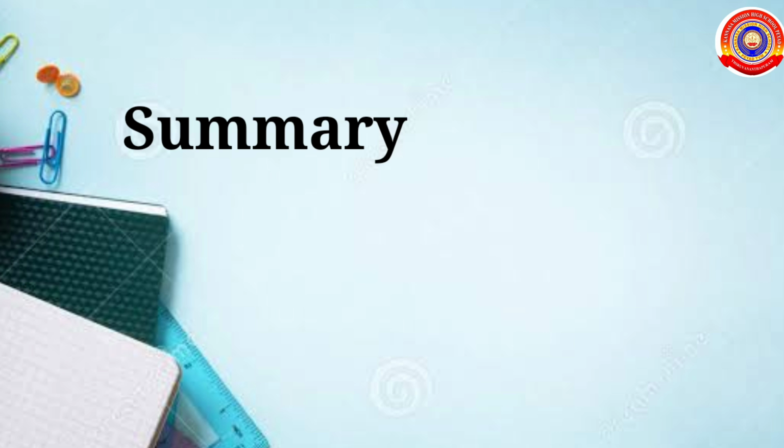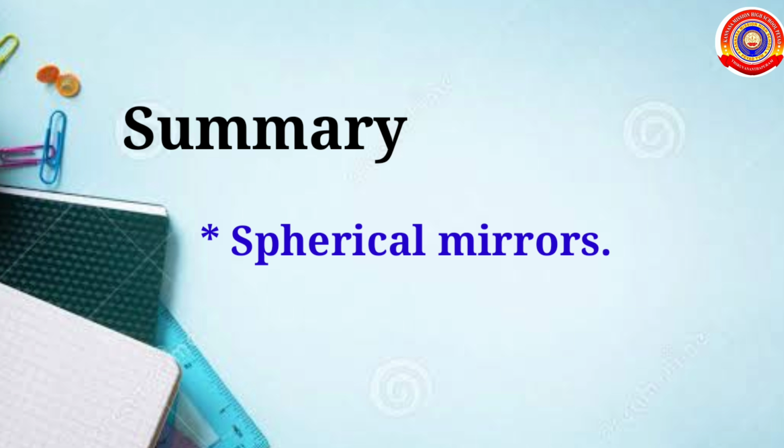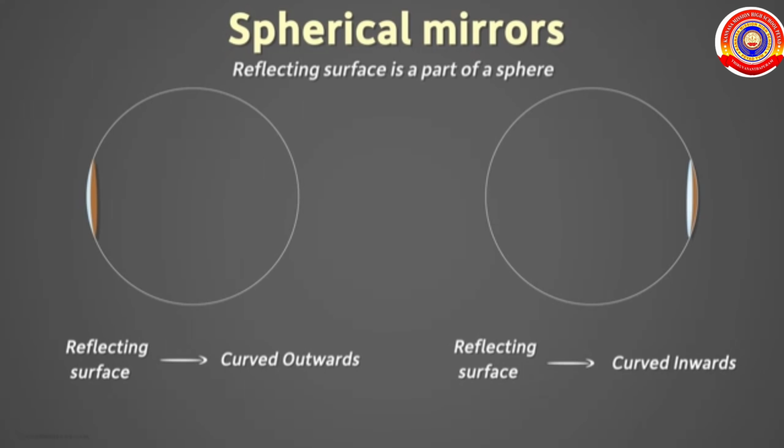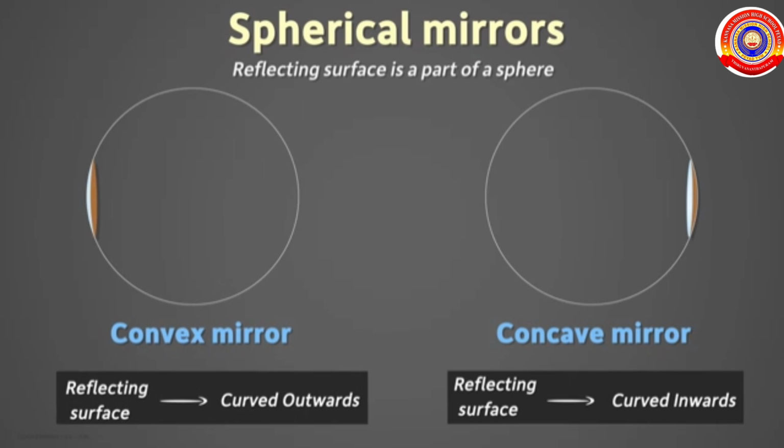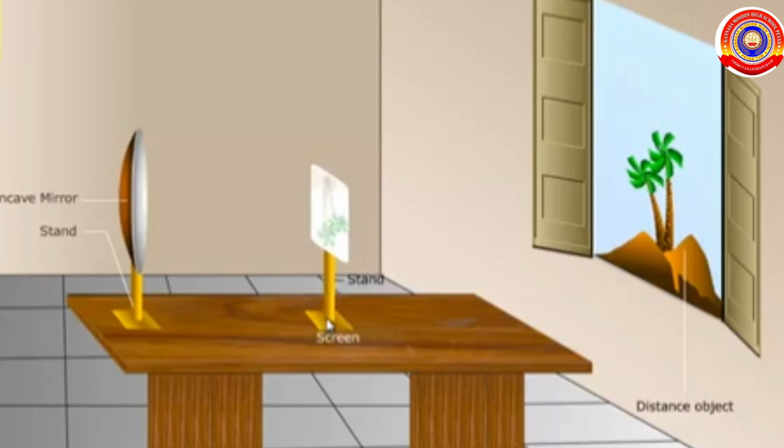Let's summarize what we learned today. Today we have studied about spherical mirrors. Spherical mirrors are mirrors whose reflecting surface is a part of a sphere. And there are two types of spherical mirrors, concave mirror and convex mirror. Concave mirrors are mirrors whose reflecting surface is curved inwards, and convex mirrors are mirrors whose reflecting surface is curved outwards. Then we have studied the formation of image on a concave mirror.